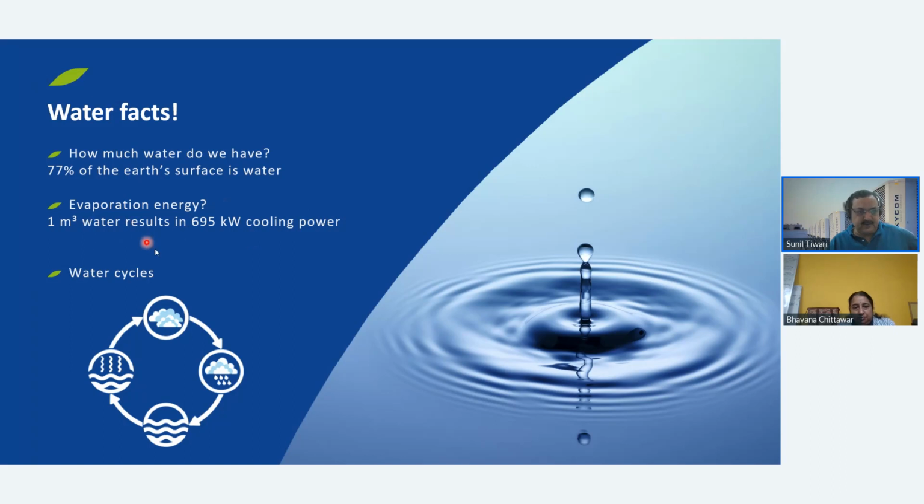This I already talked about. So yes, water has a huge amount of cooling potential. 1 meter cube of water gives 695 kilowatt of cooling. But remember, the water cycle is like this. The water evaporates, goes up into the environment, to the sky, becomes cloud, precipitates, and brings that water back. Now, this is a cycle. The water is not going out of the system. It doesn't go out of the Earth's environment. It remains here and here only.